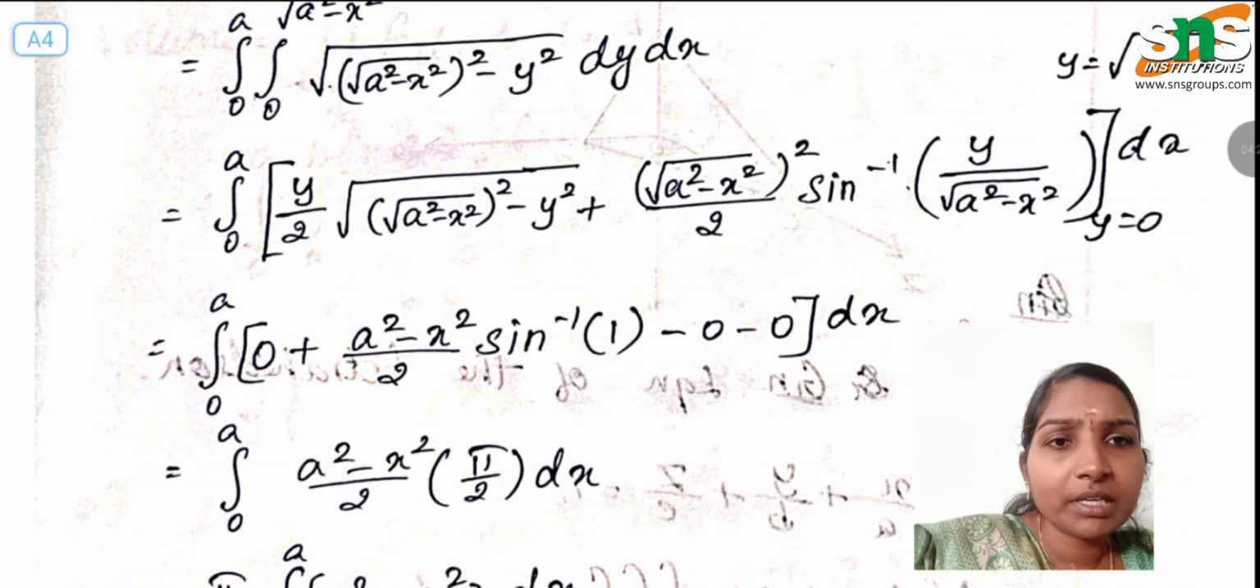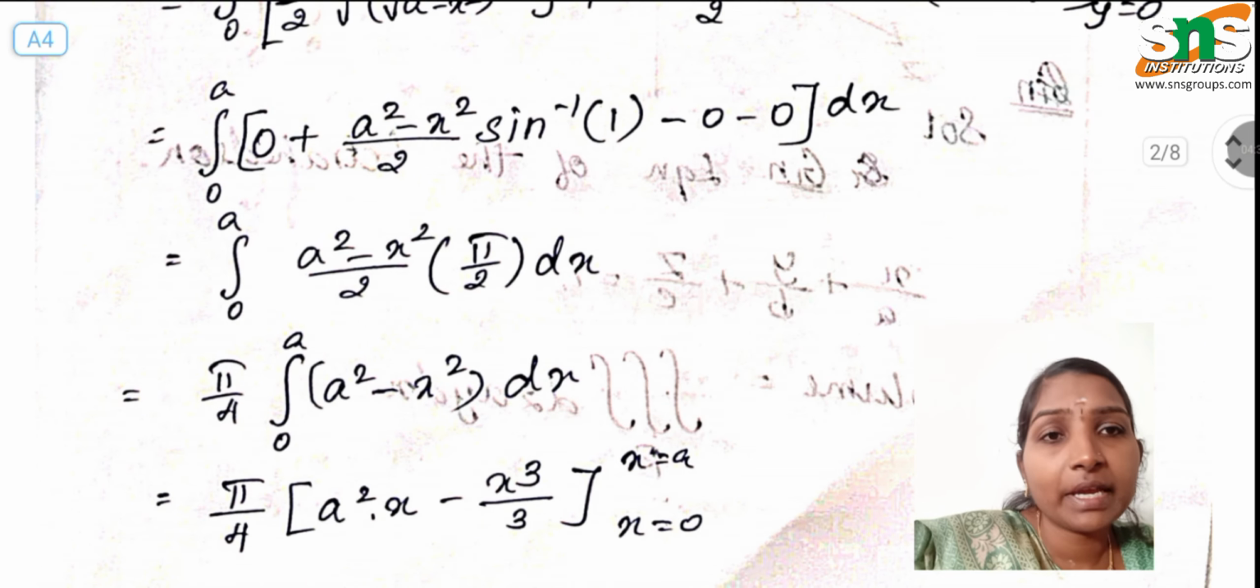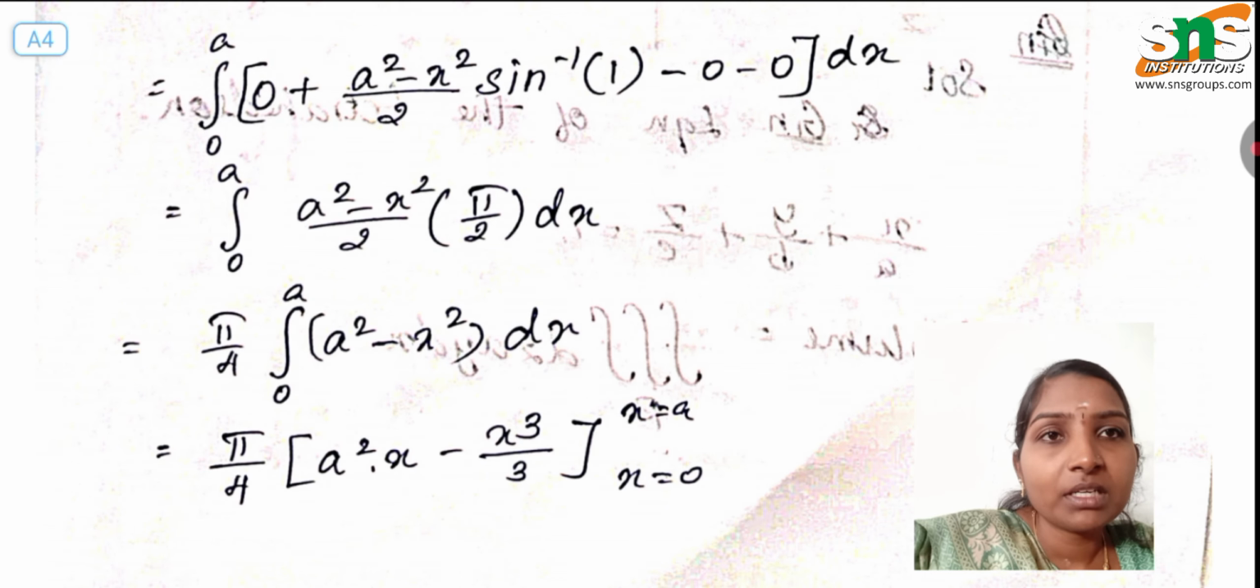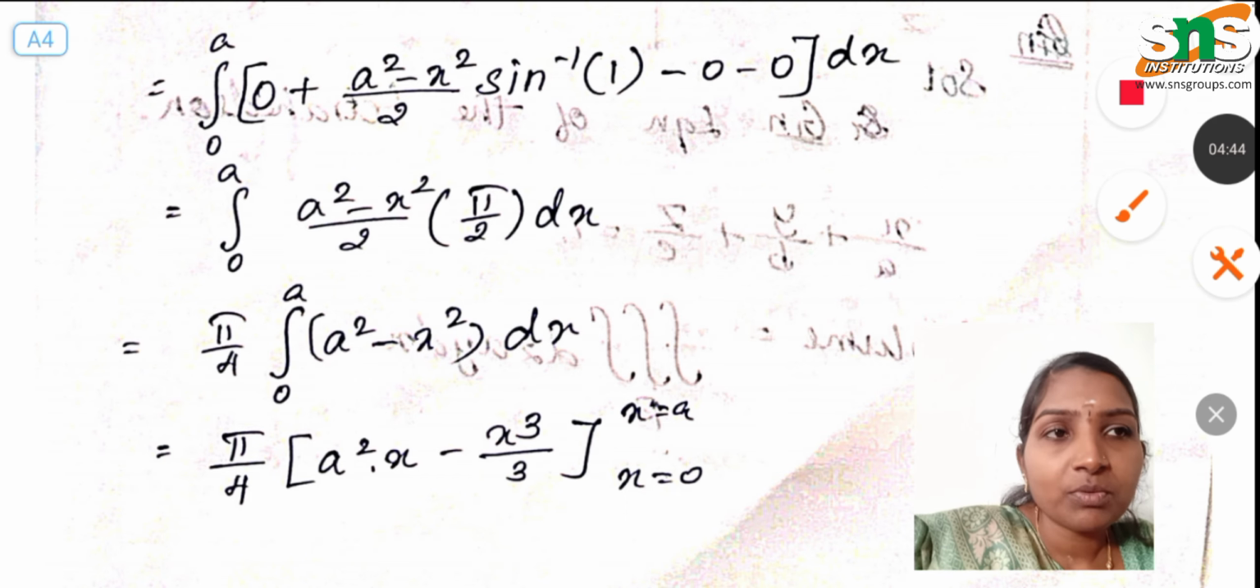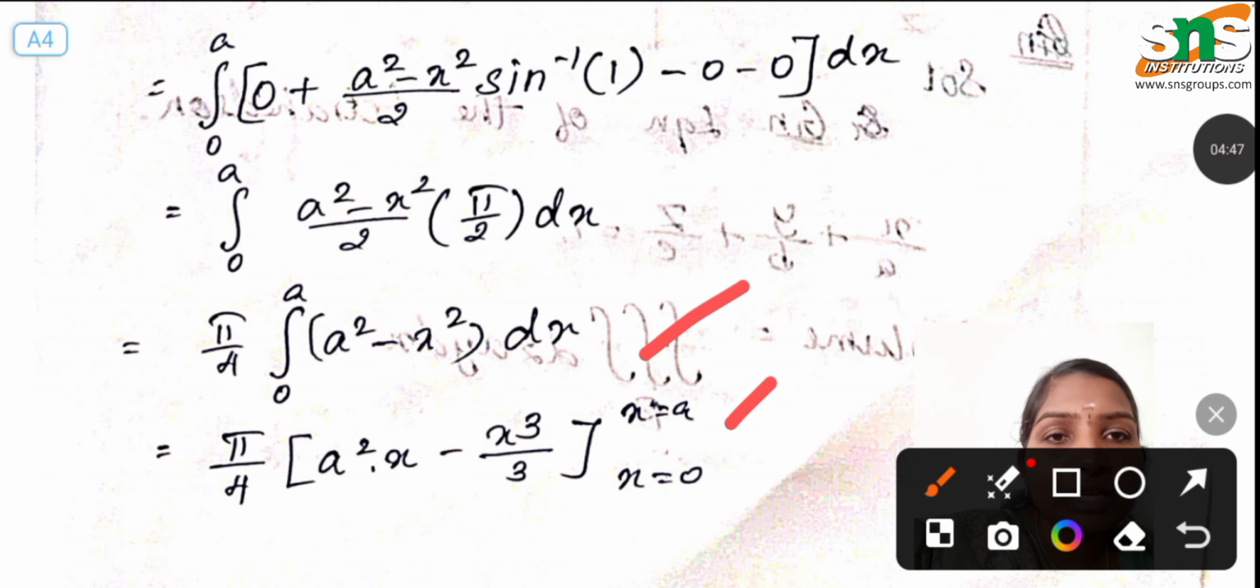Later we will be integrating with respect to x alone. So what will be the remaining terms? What is sine inverse of 1? It is pi by 2. So on taking this pi by 2 outside the integration, you will have pi by 4, integral 0 to a of a square minus x square into dx. So on integrating this as usual, what will we get? We will get a square into x minus x cube by 3 within the limit 0 to a.